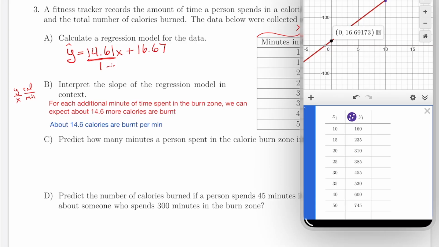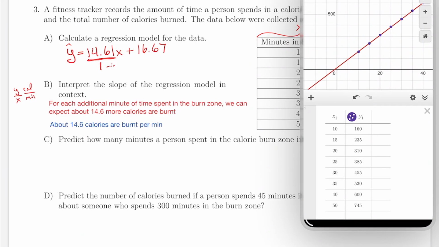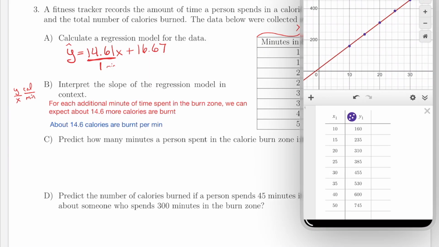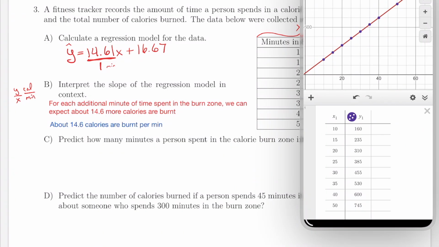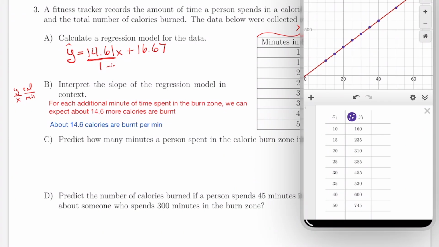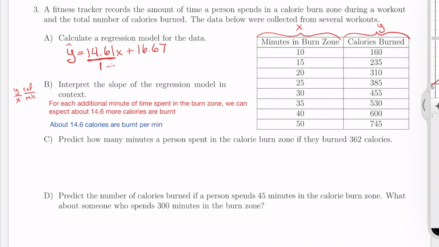Extrapolation is when we go outside of our data set. Our data set goes from 10 minutes all the way up to 50 minutes. If we want to make a prediction anywhere from 10 minutes to 50 minutes, we can feel pretty confident that our prediction is going to be very close. If we want to go lower than 10 or higher than 50, that's where we maybe have a little bit of concern, and that's going to be extrapolation. Extra means goes beyond the data.